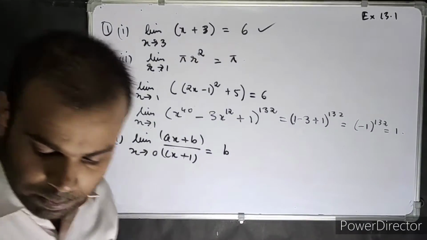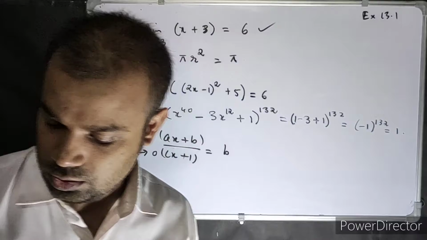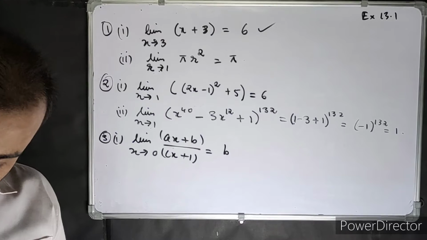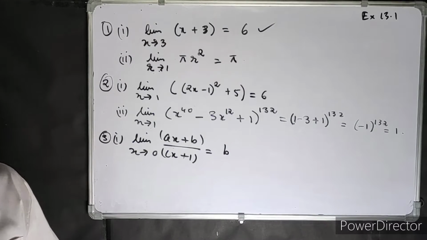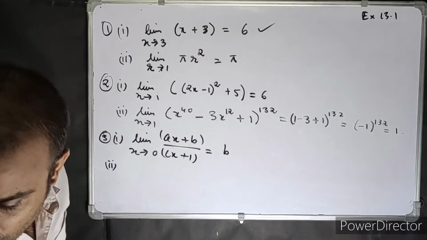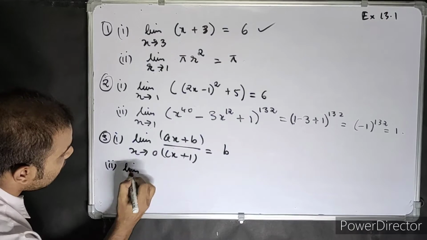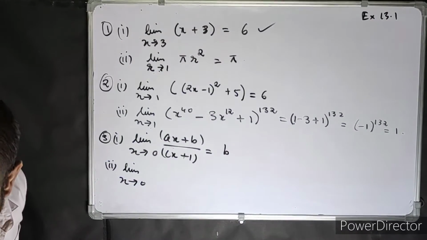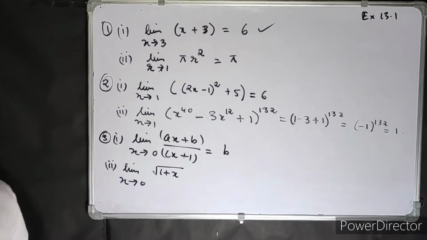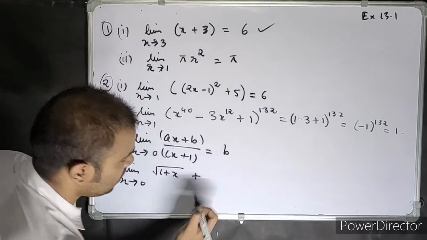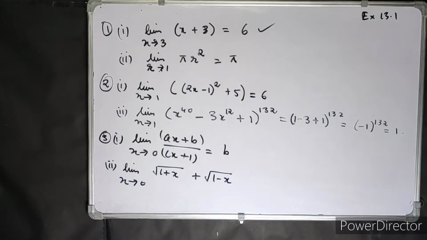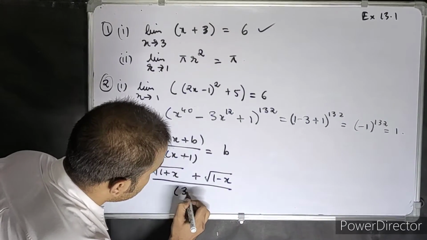Alright, let's go on to 3 part 2. Before that, let me just tick all these questions I have done. So 1 part 2, 2 part 2 and 3 part 1. Let's go on to 3 part 2. I think I can fit it over here. Let's check if I can or not. X tends to 0. I think it's an easy question. Root over 1 plus x, plus root over 1 minus x, divided by 3 minus x.